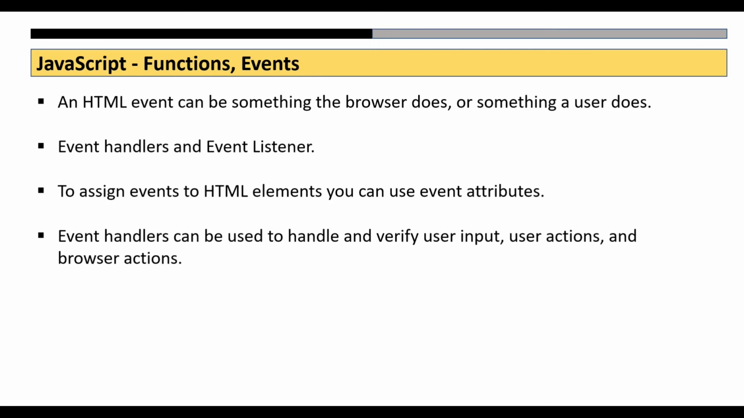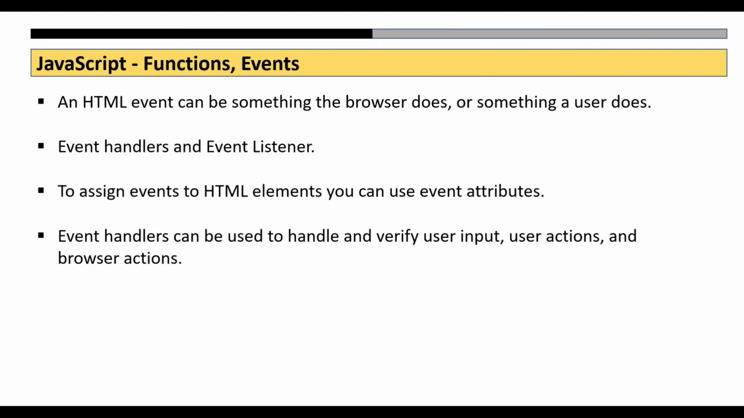Event handlers and event listeners, we have these two important terms in this. An event handler is nothing but your events that are being called, let's say onclick, ondblclick, onmouseover, onchange, onsubmit. An event listener is nothing but a method which is going to listen to our events. We always assign them like an HTML attribute. So in the opening tag, we insert these attributes, that is, event attributes. To assign events to HTML elements, you can use event attributes.